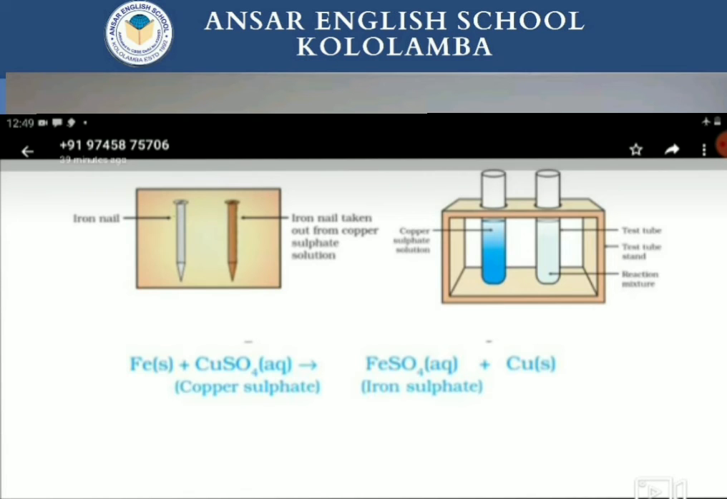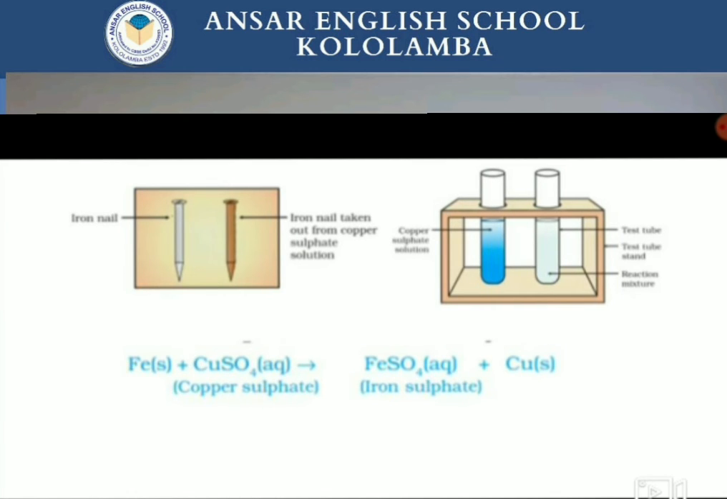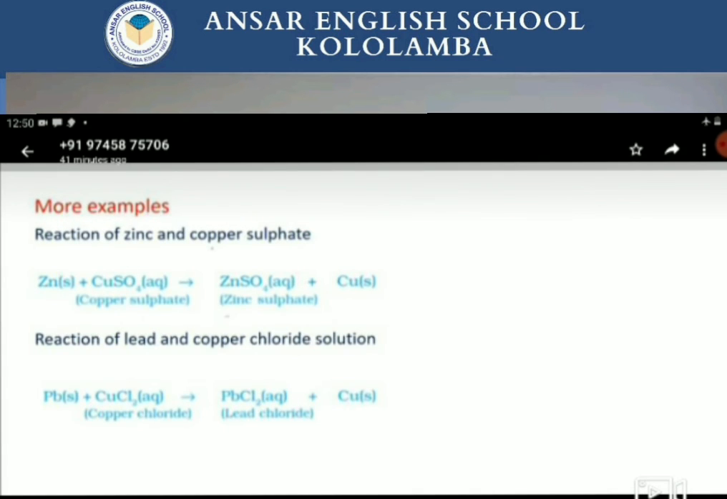So, we have a doubt: why does the iron nail become brownish in color and the blue color of the copper sulfate solution change? Because in this reaction, iron has displaced or removed another element, that is copper, from copper sulfate solution. This is a displacement reaction. There are different examples in your textbook for the displacement reaction. Look here.